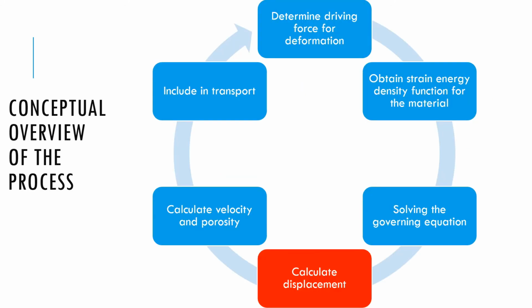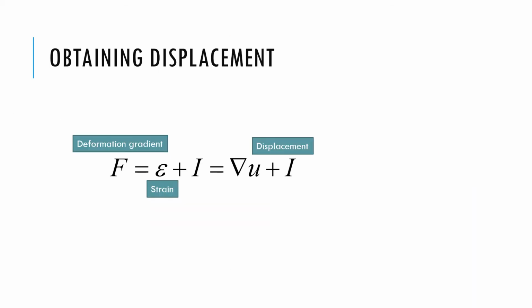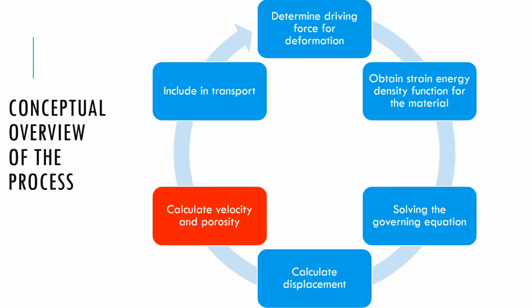So from the deformation gradient calculated by solving the governing equation of equilibrium, then we can get to displacement. So the deformation gradient is related to strain this way, and from strain we get the displacement, that is U. So this is the displacement of the solid that we're now able to have. So from the displacement, of course, we can calculate velocity, and we can calculate other quantities like porosity, because displacement gives what is the current solid volume.